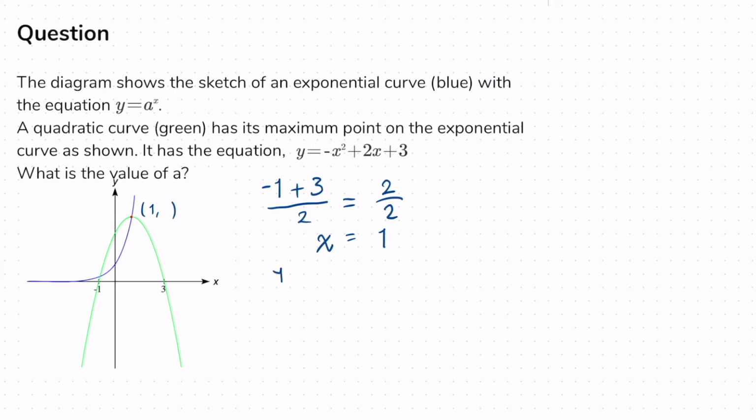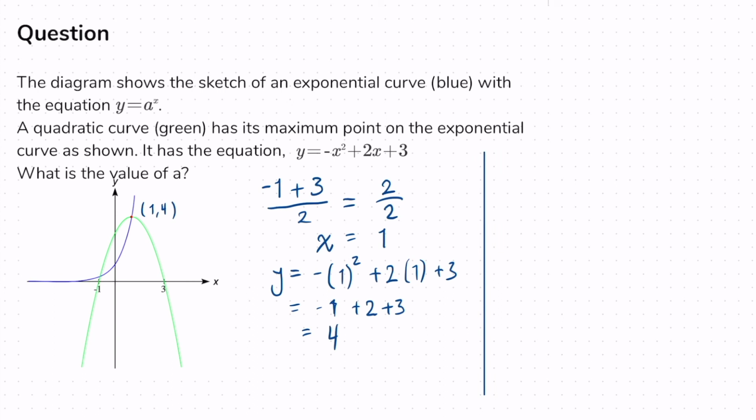Okay. Well, I've got an equation for the parabola, so I'm going to substitute in 1. Make that a little bit clearer. That gives me 4. So with this here, I can now take a look at my exponential equation, y equals a to the x, substitute in y equals 4, and x equals 1.